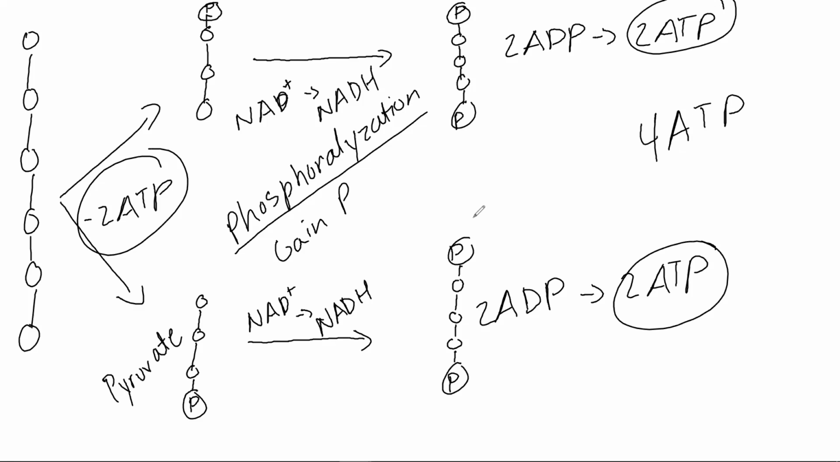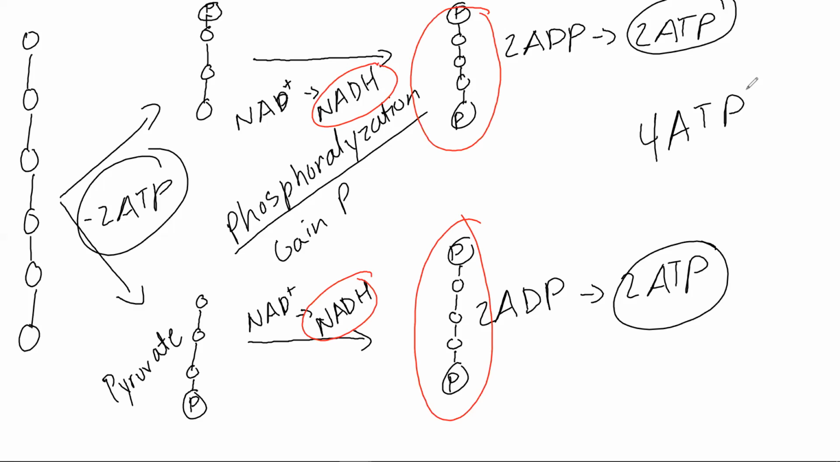So I have net gained 2 molecules of NADH. Let me do this in a different color to show you all the products. Red. I now have 2 molecules of NADH at the end, 2 molecules of pyruvate, and 4 molecules of ATP. But since I spent 2 at the beginning, I only gained 2. So those are the products of glycolysis. Does that make sense?